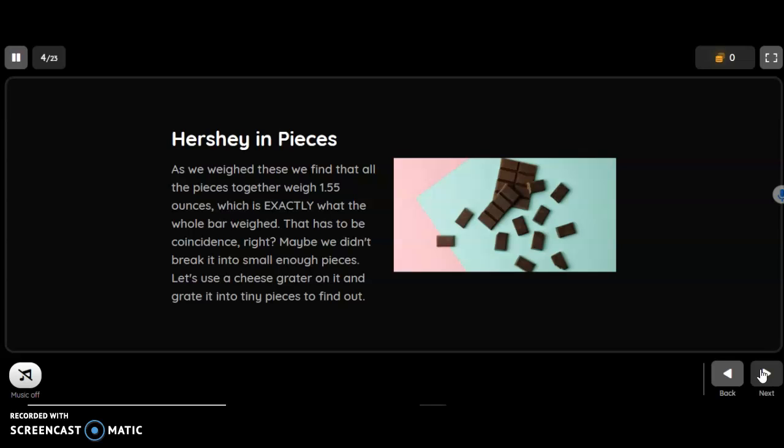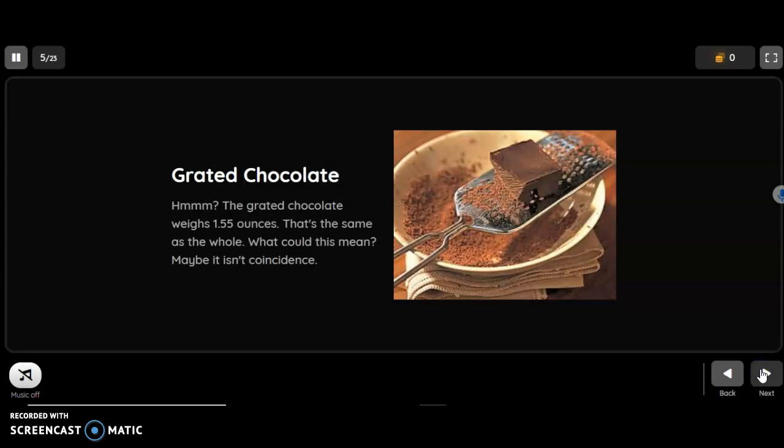Same kids in every class said, no, I disagree. It's still the same amount of chocolate that was originally in that bar. As a matter of fact, if you wanted to melt all those shavings down and put it in the mold, it would be the same candy bar. We could probably make it the same candy bar again. So we measured to find out. And sure enough, the grated chocolate weighed 1.55 ounces.